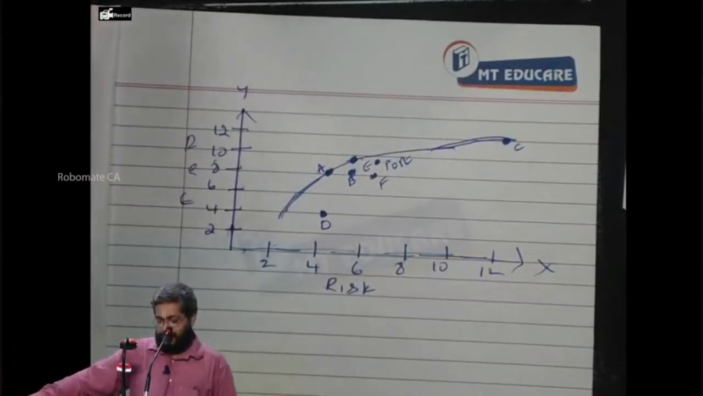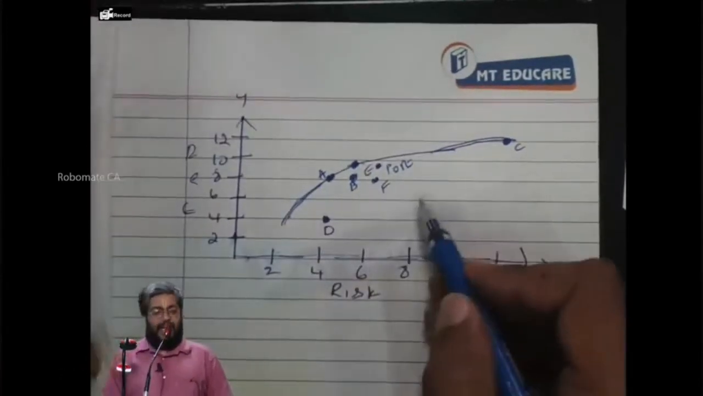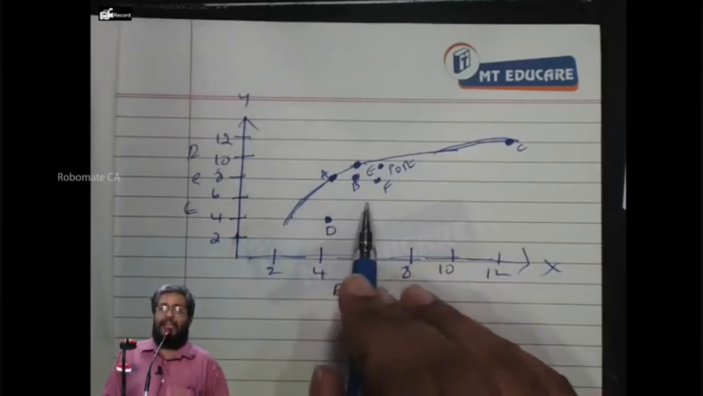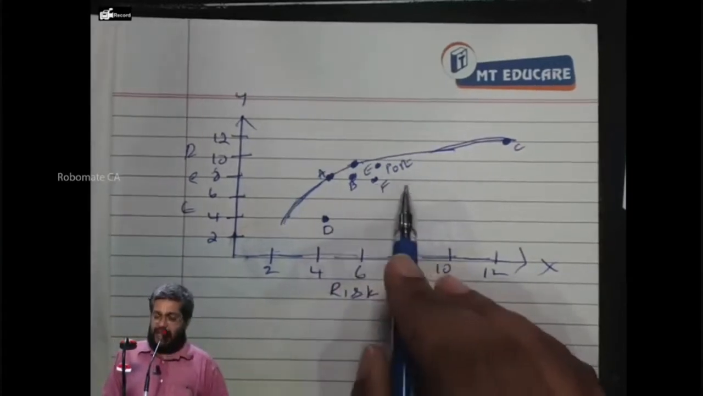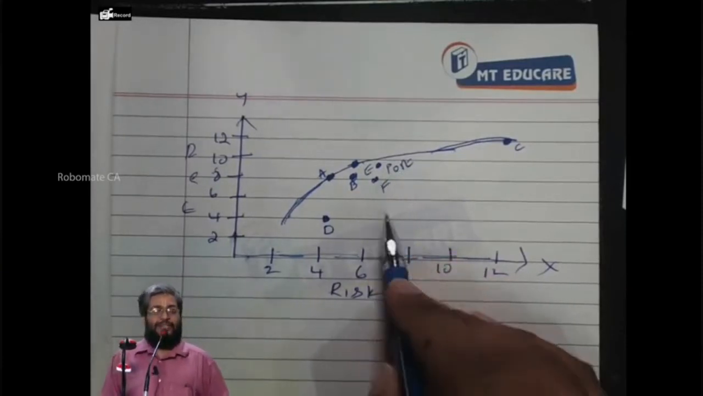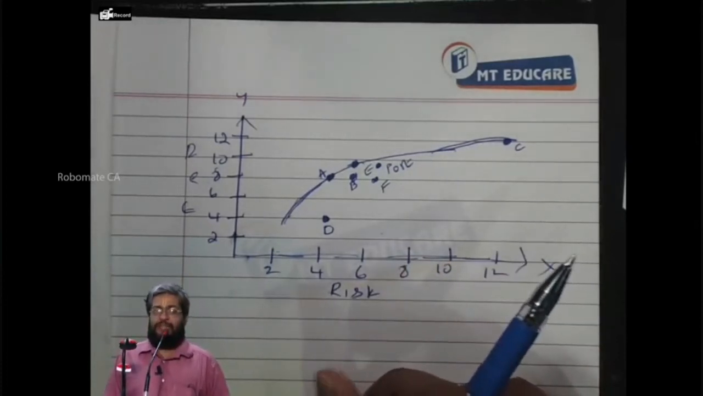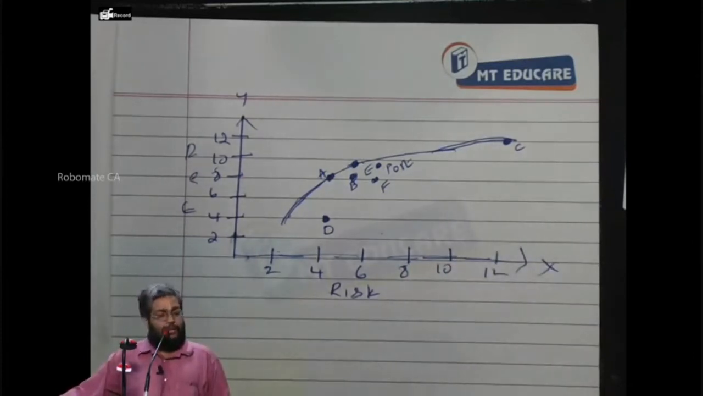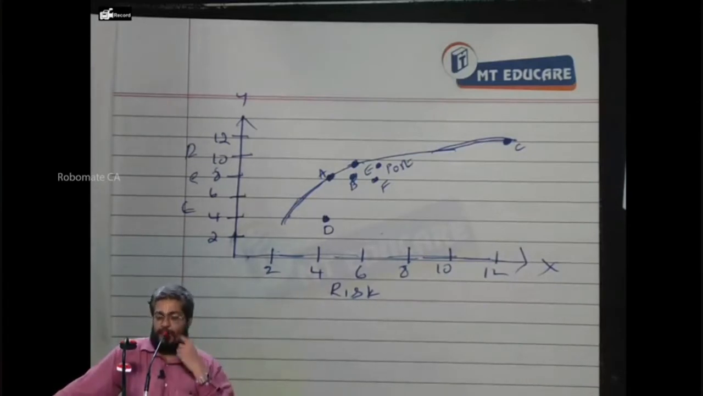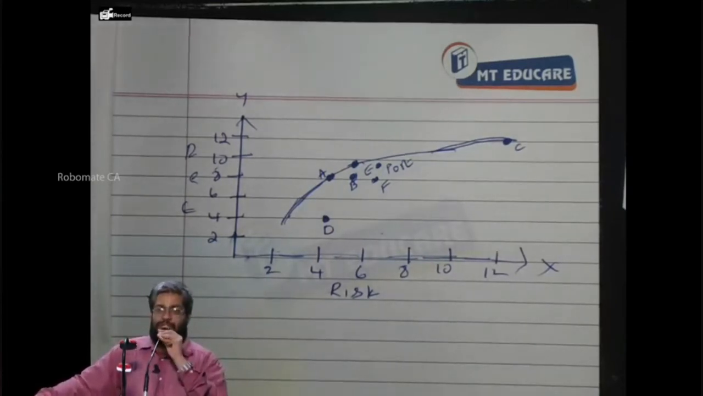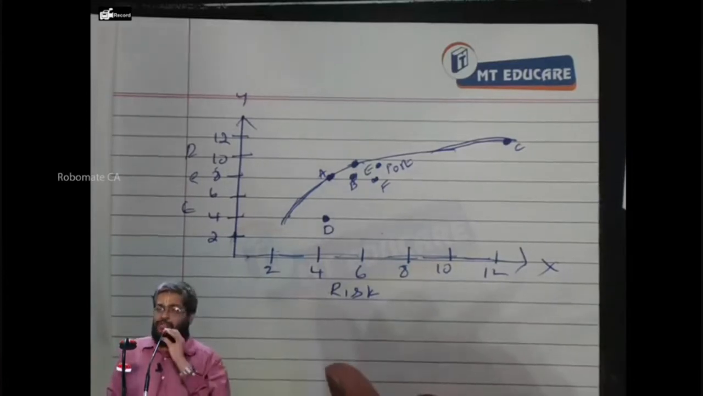Now write down the conclusion. D, B and F along with the latest portfolio are inefficient because they fall below the efficiency frontier. Now with this we have completed the solution to question number 9.